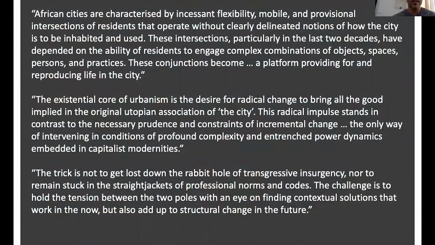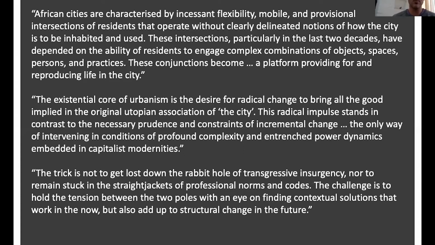I'd like to discuss two guiding ideas that inform my work, but firstly I want to take you through these three quotes, which have informed these guiding ideas, from AbdouMaliq Simone and Edgar Pieterse. Simone talks about African cities that are characterized by incessant flexibility, mobile and provisional intersections where residents operate without clear notions of how the city is to be used or inhabited. These intersections have depended on the ability of residents to engage complex combinations of objects, spaces, persons, and practices, and as such become a platform providing for and reproducing life in the city.